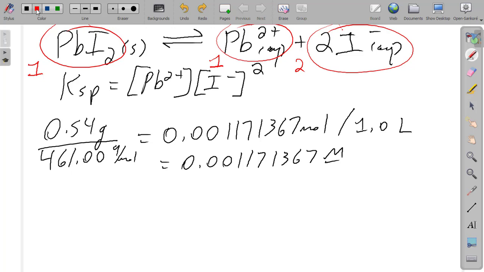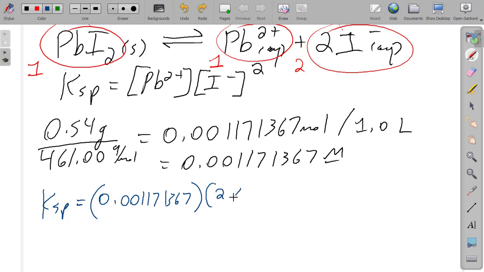So whenever we plug these values in, you have to remember to take that into account. And so what we have then is the KSP is going to be equal to the concentration of the lead, which is the same as the lead 2 iodide, that's going to be 0.001171367 times, now there's 2 iodides, so you have to multiply that by 2 to take into account that there are 2 iodides for every 1 lead 2 iodide that dissociates. And you have to square it, because that's part of the expression. So not only do you have to double it, you have to square it. So you have to remember to do both of those things.